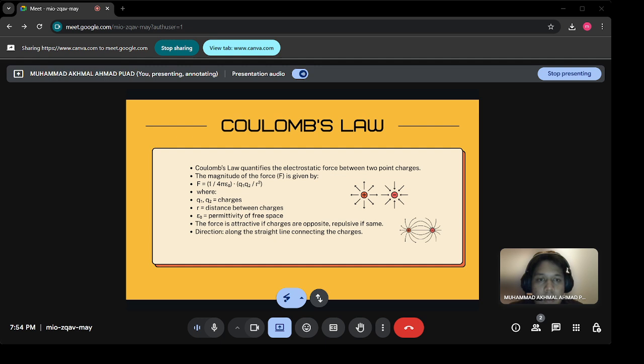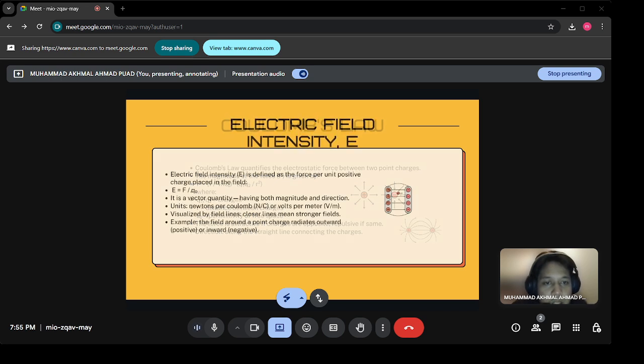Okay, so we go first for Coulomb's law. Coulomb's law quantifies the electrostatic force between two point charges. The magnitude of the force is given by F = Q1 Q2 / (4π ε0 R²), where Q1 and Q2 are charges, R is the distance between charges, and the constant involves the permittivity of free space. The force is attractive if charges are opposite, repulsive if the same, directed along the straight line connecting the charges.